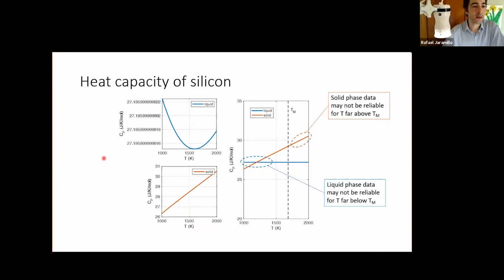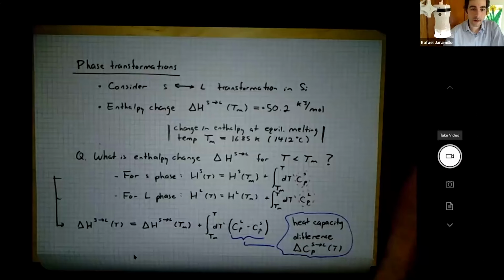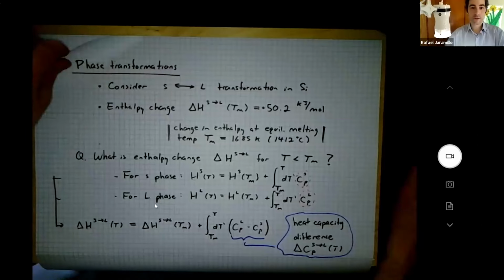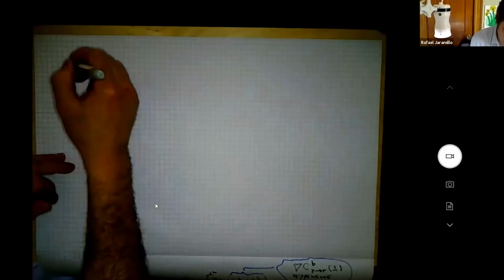All right, let me switch back to the board and just do some calculations, and then we'll get to the answer. We're going to calculate delta H and we're going to use the thermodynamic data.